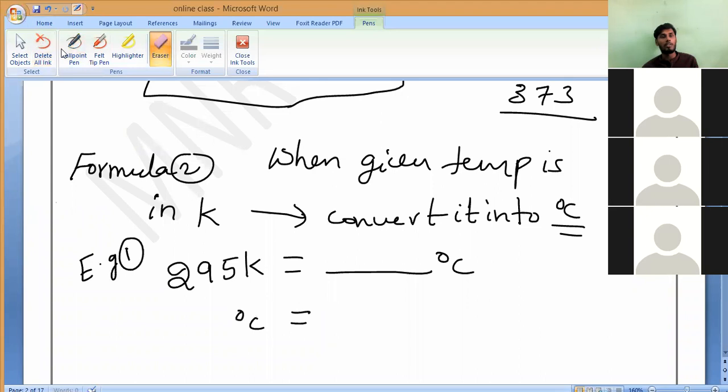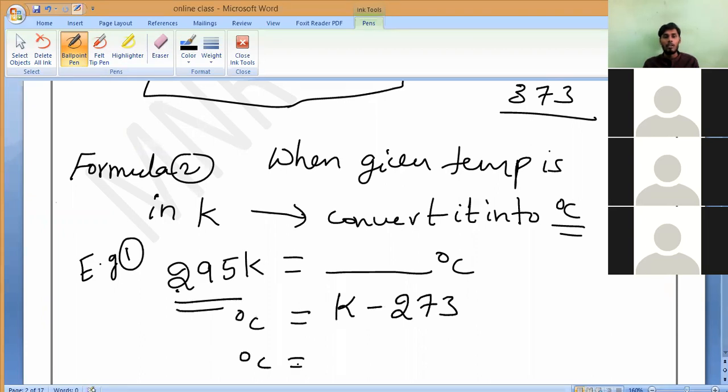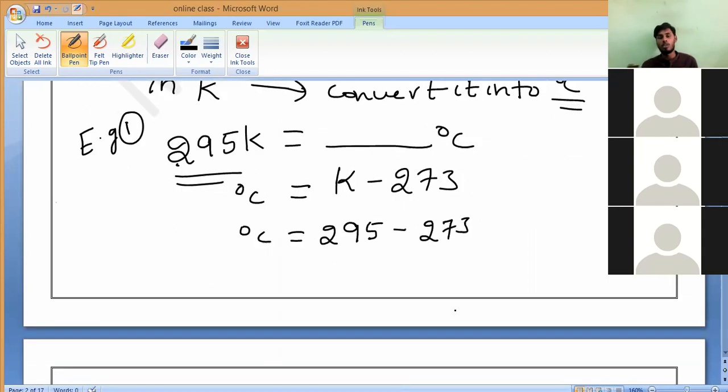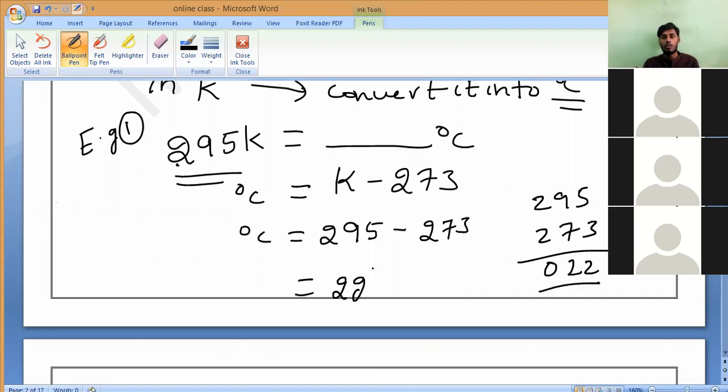Understanding? Kelvin minus 273, we have to do, that's all. So now do it, all of you. How much is given in Kelvin? 295. 295 minus 273. Do the subtraction, tell me, Kaushik. 5 minus 3, 2, 9 minus 7, 2, so 22. Equal to 22 degrees Celsius.